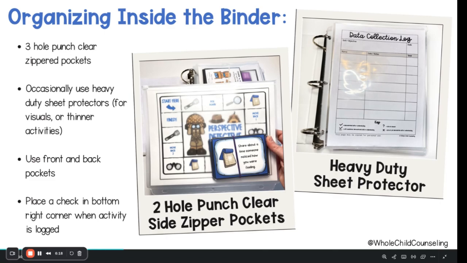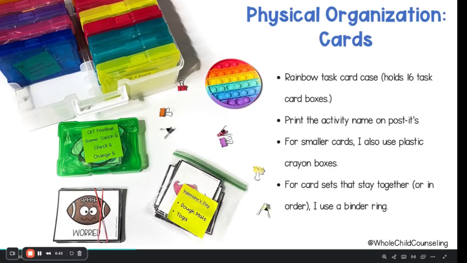I use the sheet protectors for things that are thinner, like visuals or something like that. I don't do games with a bunch of cards. I also use the front and back pockets of the binders. I like to buy binders that have both front and back pockets. And like I said, I don't think there's a picture of a check mark in this, but once it's logged into my SEL database, I do put a check mark so I know it's there.